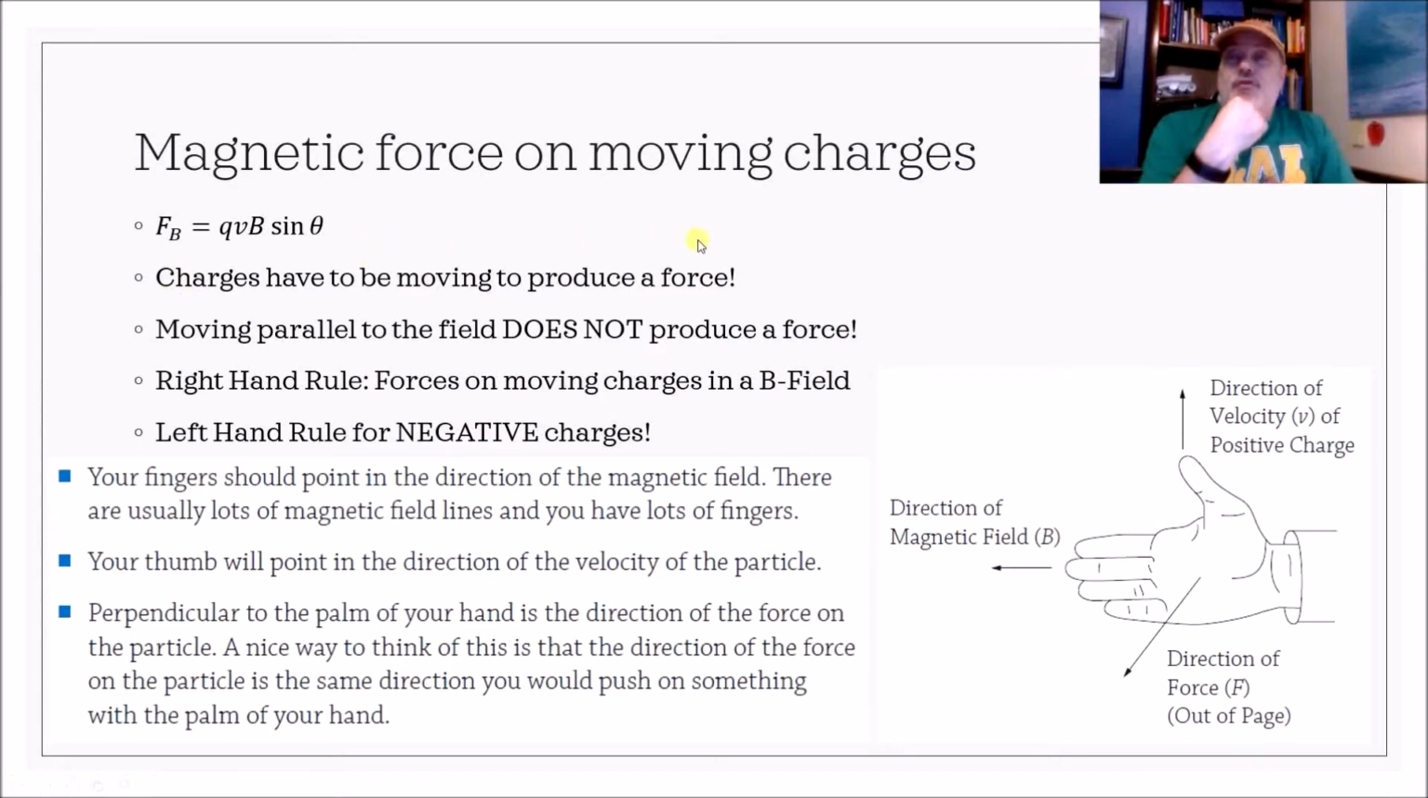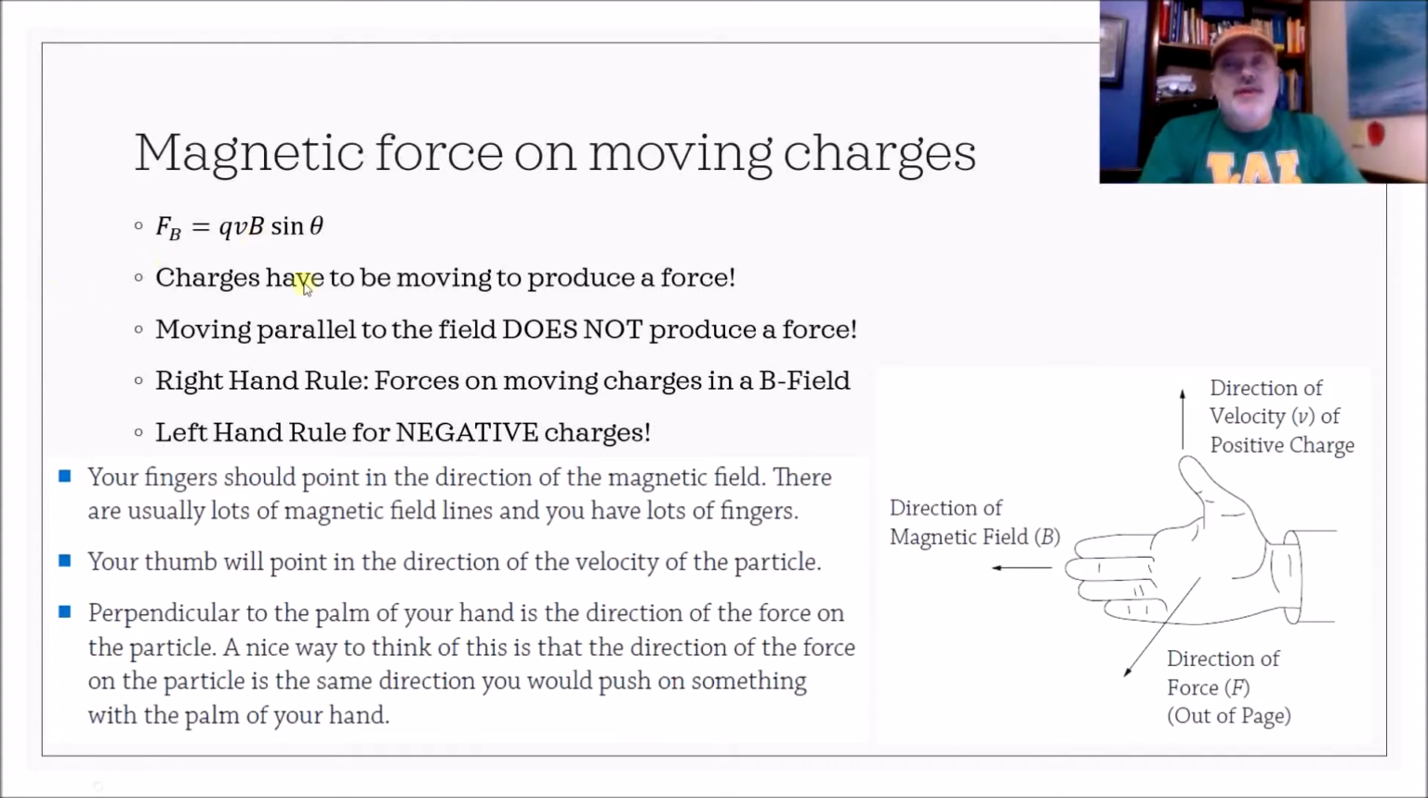All right, magnetic forces on moving charges. Our equation for that is the magnetic force equals QVB sine theta. Okay, Q is the charge, V is the velocity of the charge's movement, B is the magnetic field that the charge is moving through, and this sine theta is the angle between the velocity and the magnetic field. So if the magnetic field is up and the velocity is this way, then we have a 90-degree angle. However, if the magnetic field is up and the velocity is up, then the angle between them is 0, and the sine of 0 is 0.